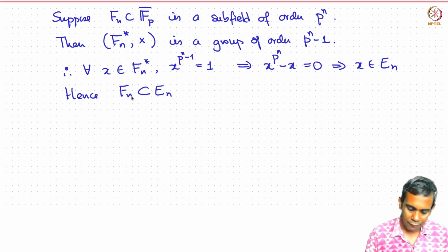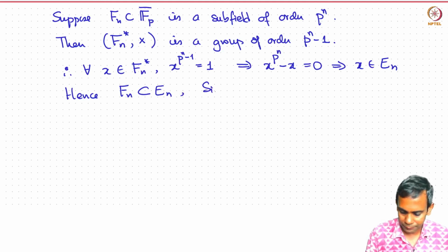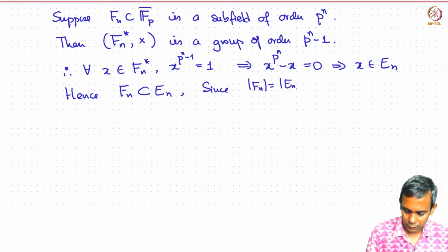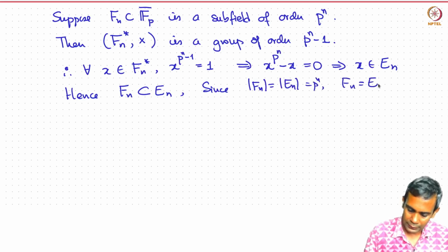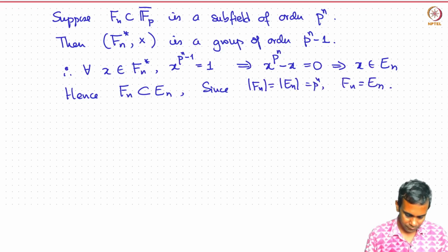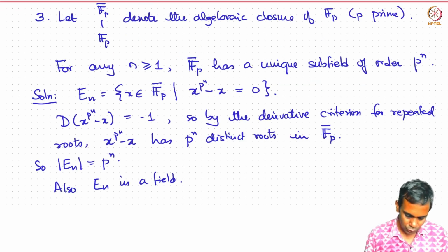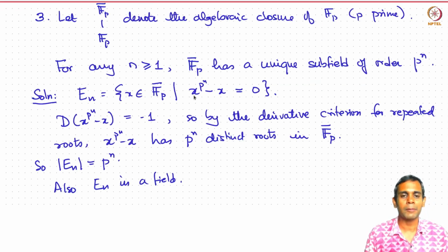But since Fn and En have the same order, we have Fn is equal to En. So En, which consists of solutions of the equation x to the power p to the n minus x, is the only subfield of Fp bar of order p to the power n.